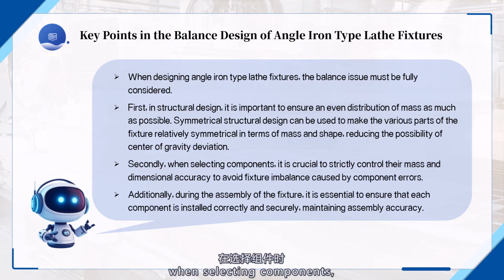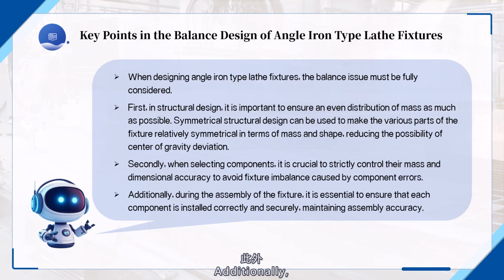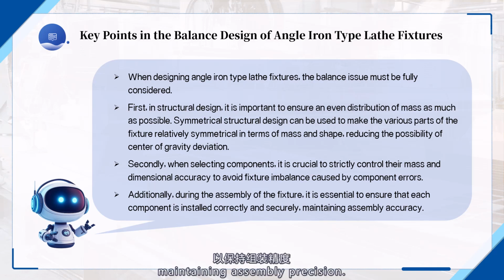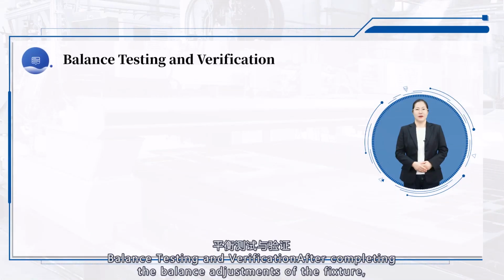Secondly, when selecting components, it is crucial to strictly control their mass and dimensional accuracy to prevent imbalance caused by component errors. Additionally, during the assembly of the fixture, it is important to ensure that all parts are installed correctly and securely, maintaining assembly precision. 7. Balance testing and verification.